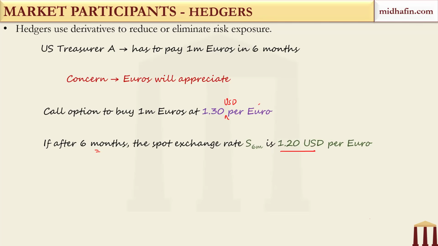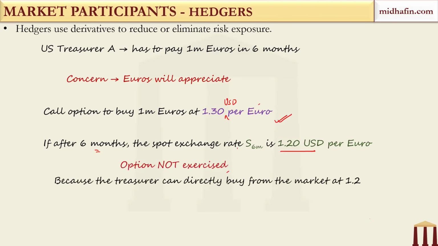Will the option be exercised? Think and answer. Perfect. Why will it not be exercised? Because the treasurer can directly buy from the market at $1.2 per euro. Why will the treasurer spend extra and pay $1.3 per euro?